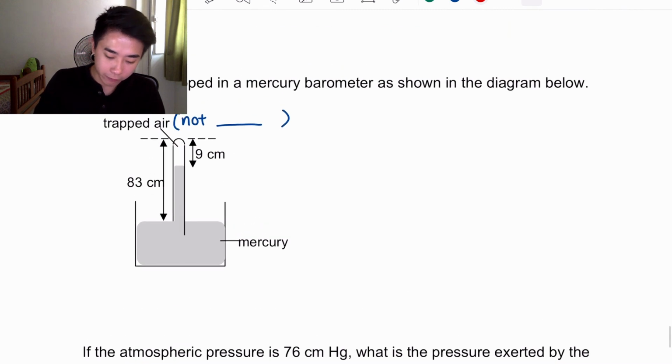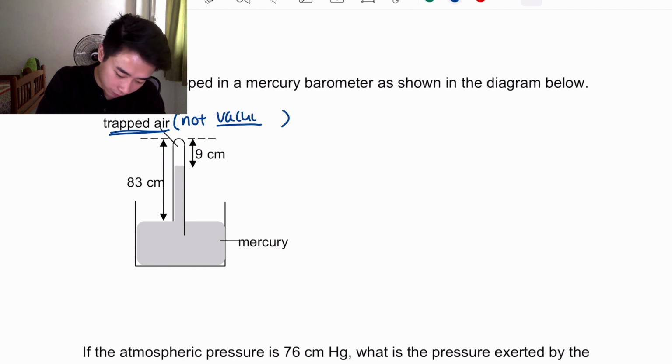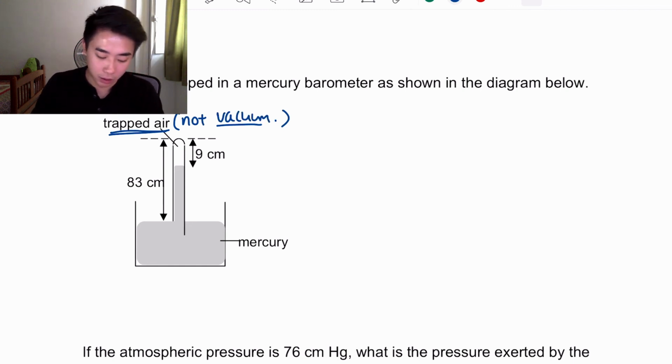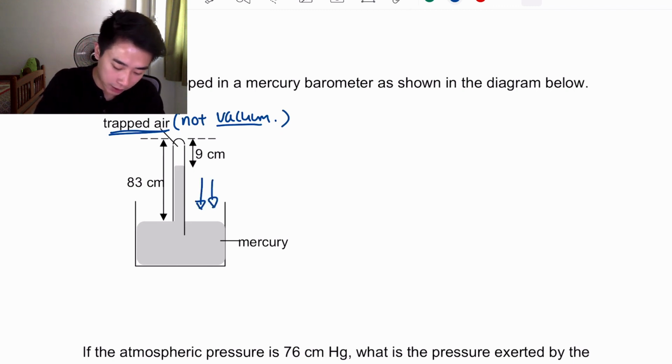Now next question 5, we have some trapped air in a mercury barometer as shown below. So once you have trapped air, this is not a vacuum because there's something there. Alright, so how do we use a barometer to help us solve this question? Well, first there's atmospheric pressure acting at the sides, and this atmospheric pressure causes the mercury column here to rise, right?